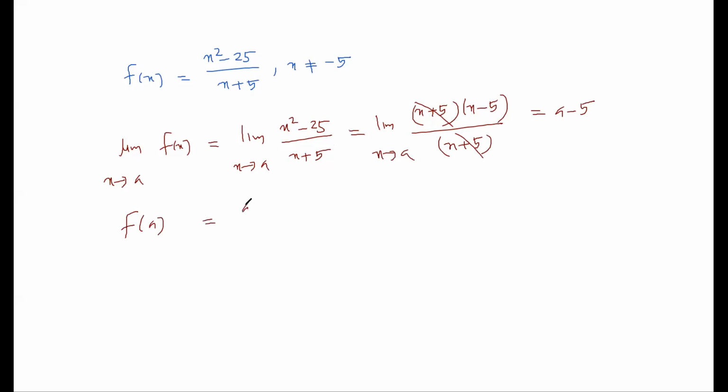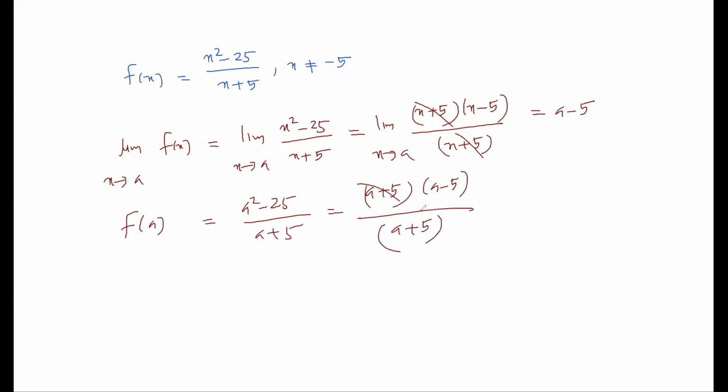f of a is a square minus 25 divided by a plus 5. A square minus 25 is a plus 5 into a minus 5 divided by a plus 5. A plus 5, a plus 5 will cancel, a minus 5. So limit exists, and the limit and f of a, these two are equal. So that means the function is continuous at a, but a is not equal to minus 5, because at minus 5 the function is not defined. Except minus 5, the function is continuous at all points.